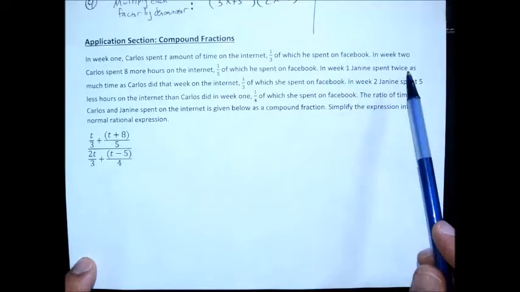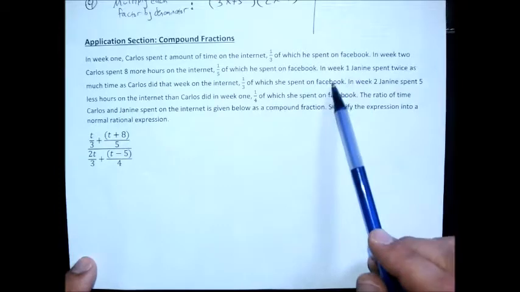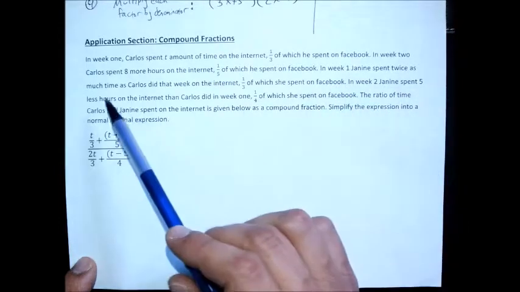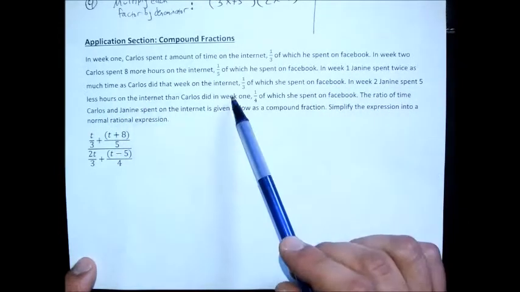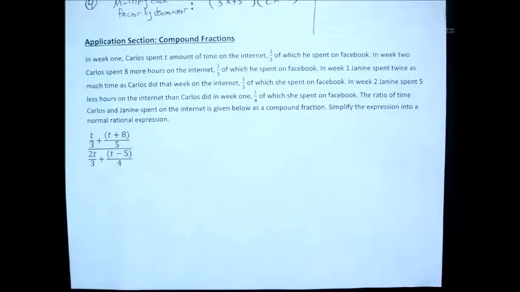So Janine spent twice as much time as Carlos did on the internet, a third of which she spent on Facebook. And then the next week, she spent 5 hours less than Carlos did in that first week, a quarter of which she spent on Facebook. And so you don't need to know any of that stuff.